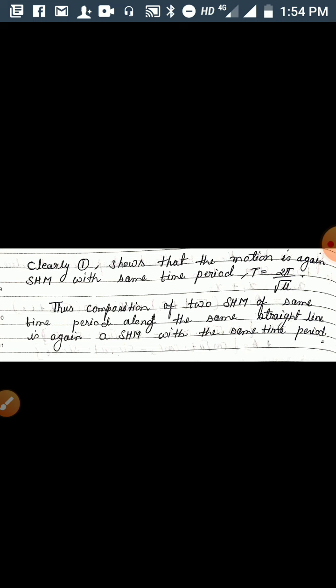So, in this lecture, I will stop here, and in the next lecture, I will start the new theorem, motion under inverse square law.